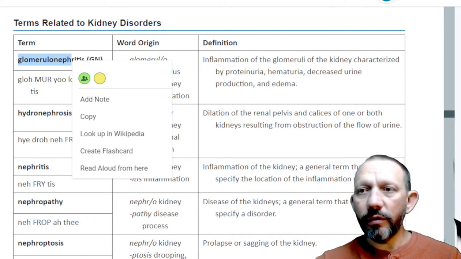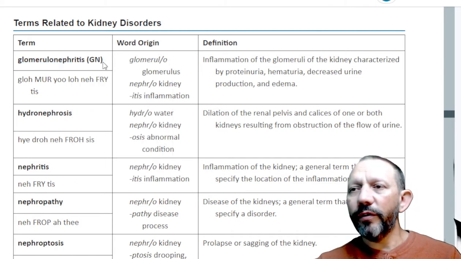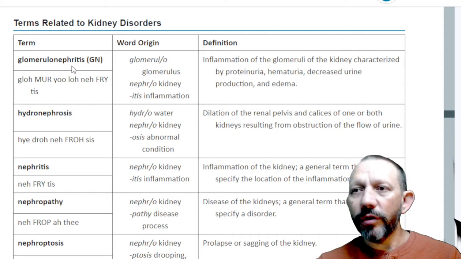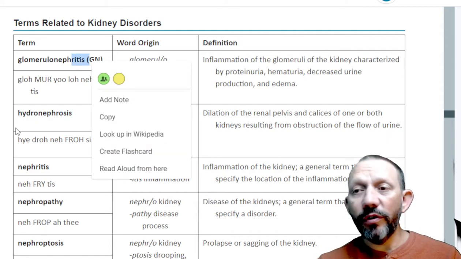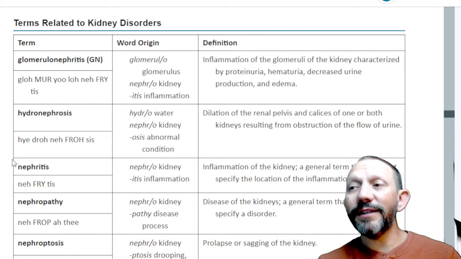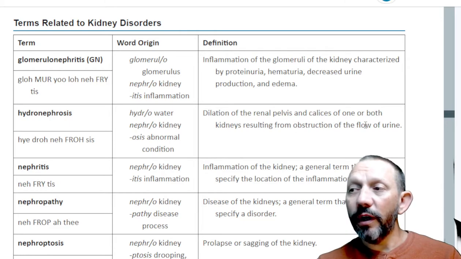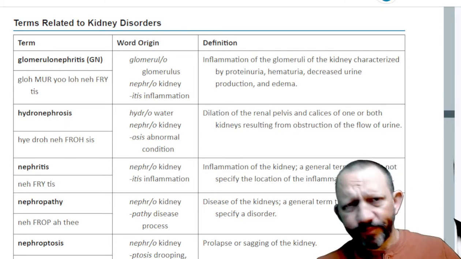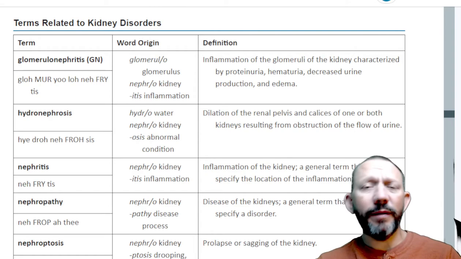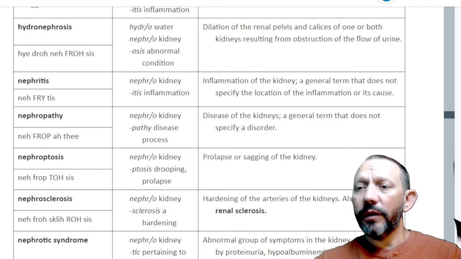Glomerulonephritis, inflammation, so itis. Whenever you see itis, you'll know that it's inflammation every time. Osis is a condition of. The next one, hydronephrosis, dilation of the renal pelvis in one or both kidneys resulting in obstruction. Dilation usually means it opens up, but you're not able to filter water properly. Okay, nephropathy.